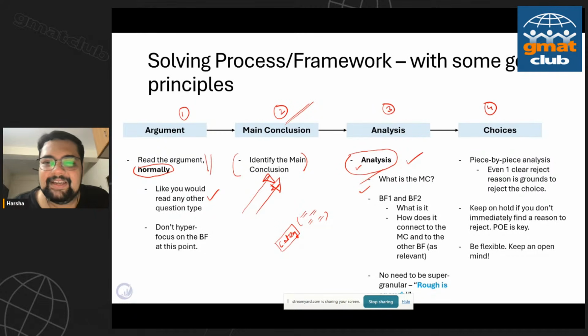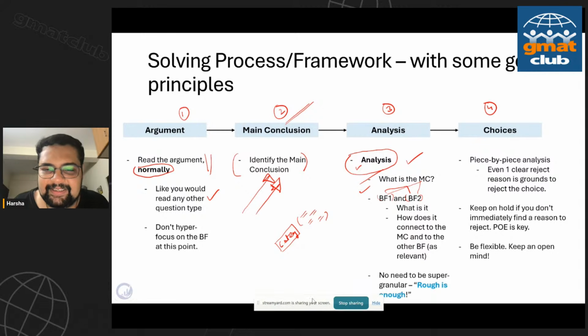Great, let's catch that. Similarly, there might be some relationship between boldface 1 and boldface 2. Boldface 1 might be introducing a particular plan, and boldface 2 might be telling us why the plan won't work. Whatever it is, in a very rough way, just figure out what boldface 1 and boldface 2 are doing in this argument, especially with regard to the main conclusion and, where relevant, the connection between the two boldface statements. This does not have to be some very hyper focused analysis. It can be pretty rough. In fact, what I've written here is this idea that rough is enough.